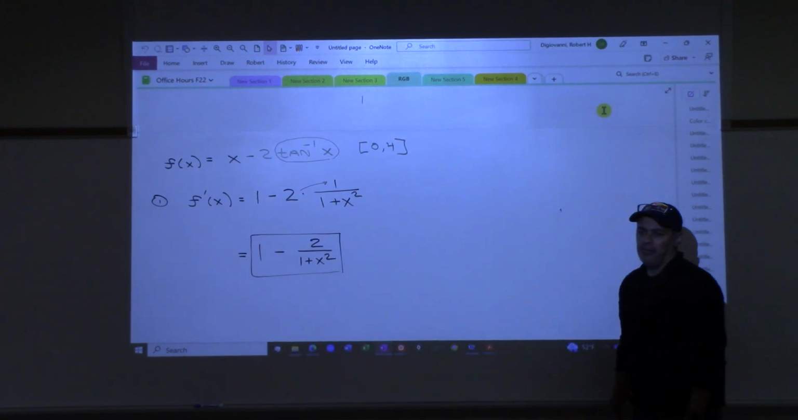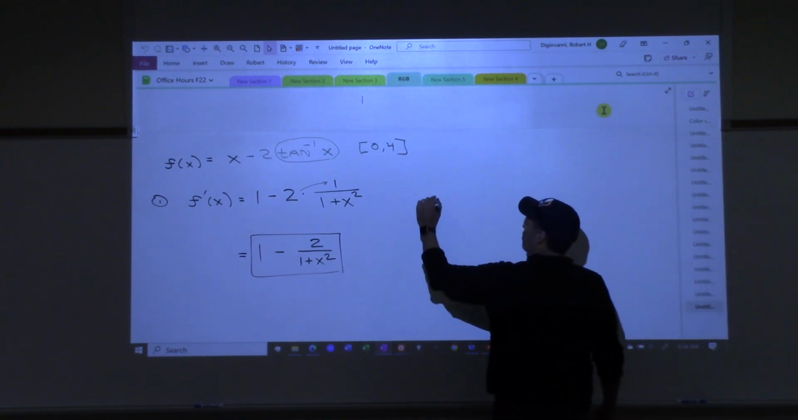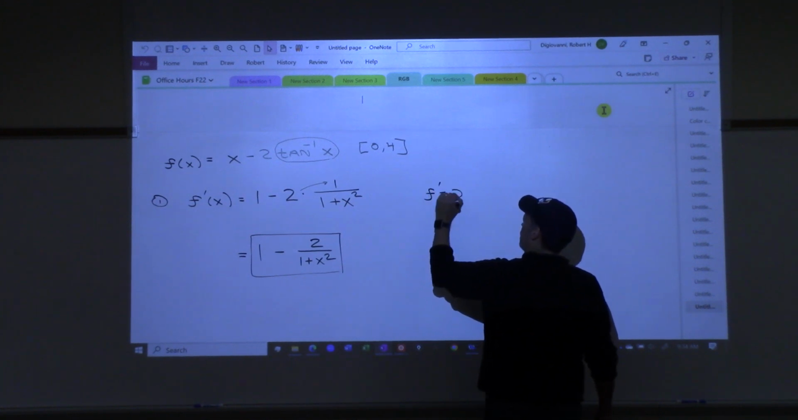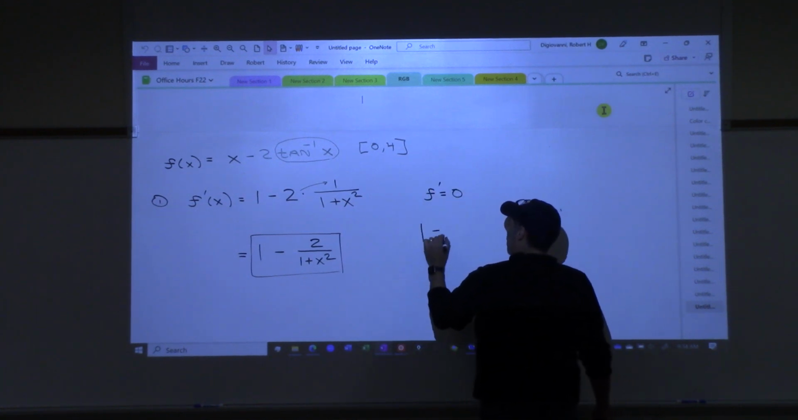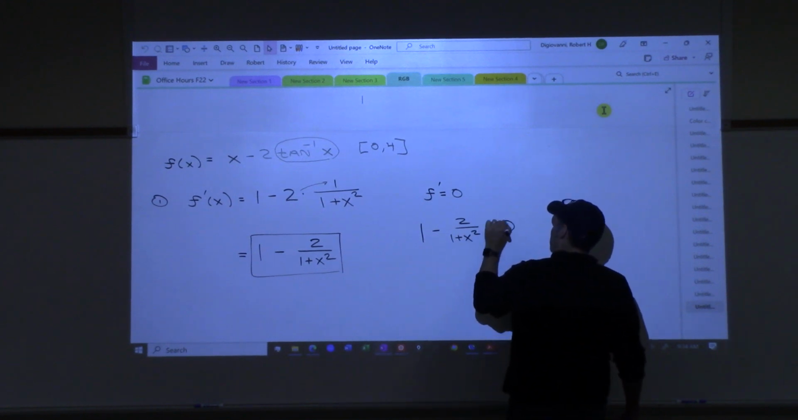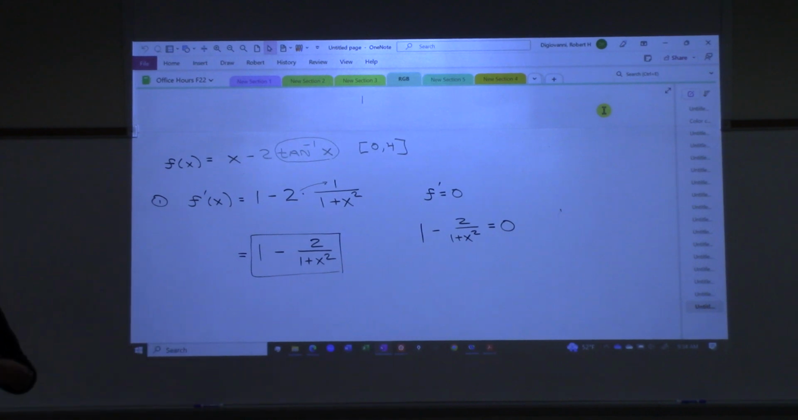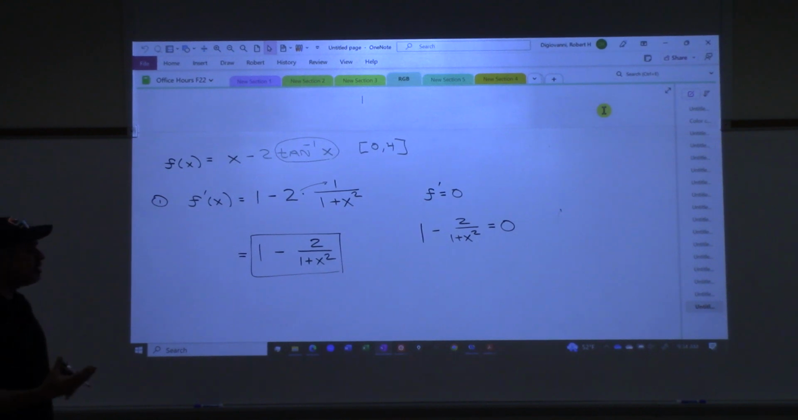What are we going to do with that? Figure out where it's 0, and then we're going to figure out where it doesn't exist. So let's start with the derivative being 0. I set it equal to 0. Any ideas on what I'm going to do now? Common denominator. Bring these two terms together into one term, and that will create a fraction, and then you can just look at when the top is 0.